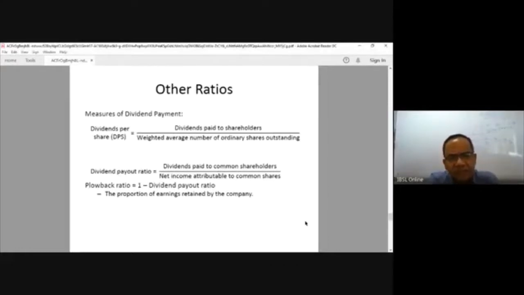The other ratios, like the dividend payment ratio, where people who are investing look at the dividend payments. The higher the dividend payment, the price of the share will go up. So dividend per share is the dividend paid divided by the weighted average number of shares outstanding. That gives the dividend per share, so how much dividend is paid. There are many shares in the market whose profitability is very good, but the dividend payout ratio is low.